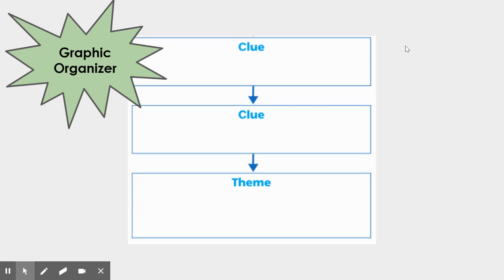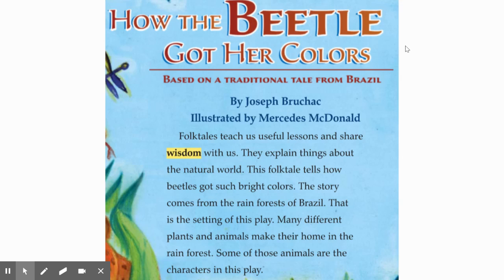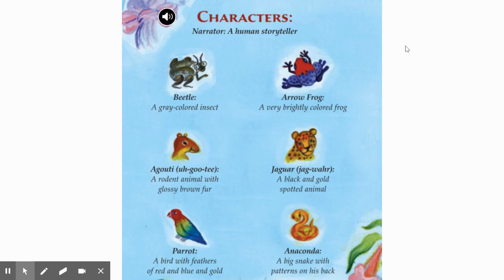So here is the graphic organizer I will be using. We will zoom into it so you guys can see it a little bit bigger. So let's get started. At the beginning of this story, we had an introduction telling us about folk tales and where this particular folk tale came from, which was the rainforest of Brazil, which was home to many plants and animals. We were then told the characters of the play and given a quick illustration of each.